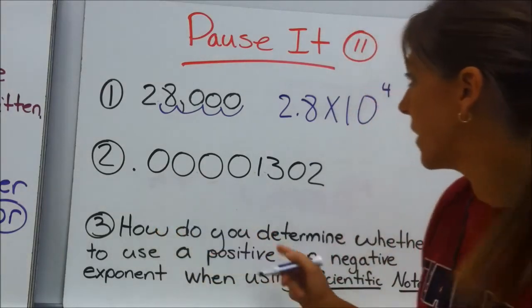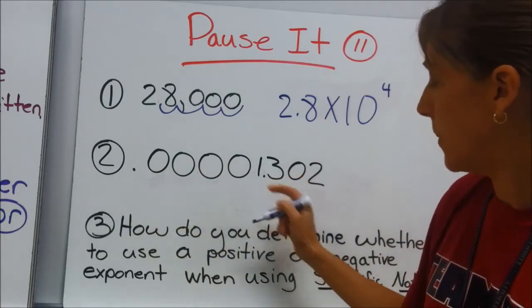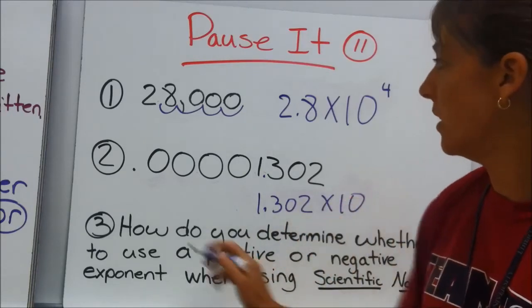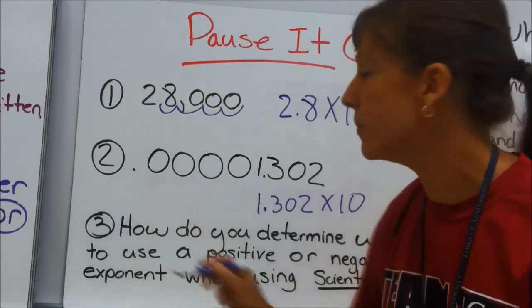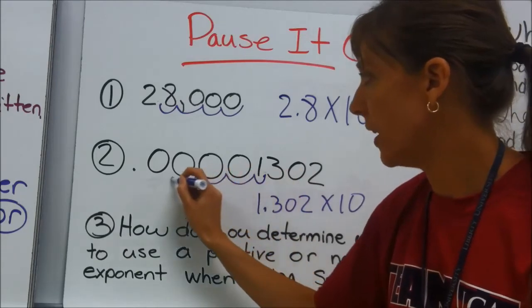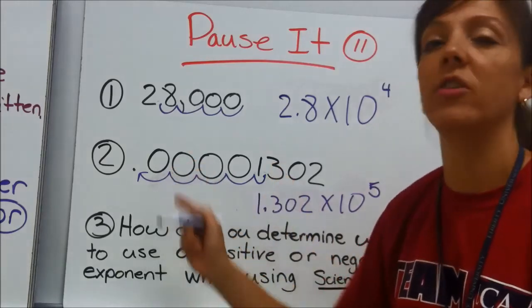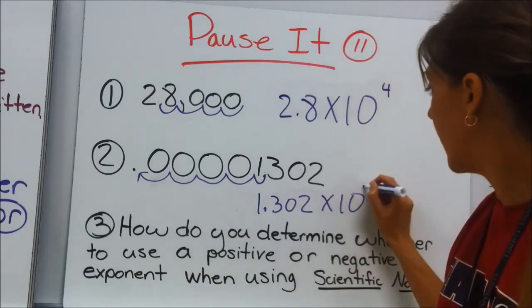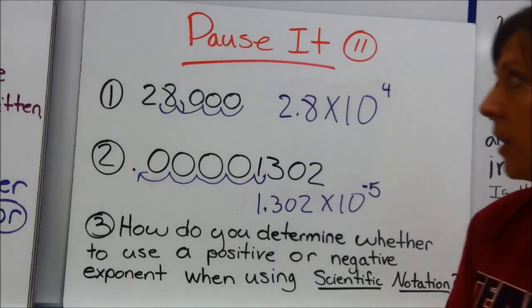Number 2. I'm going to move my decimal behind the first non-zero digit, so that would be the 1. 1.302 times 10 to the, well, how many places would I have to move this decimal to get back to the original number? 1, 2, 3, 4, 5. So it's to the 5th power. And which direction did I move the decimal? I moved it in a negative direction, to the left. So that's a -5.